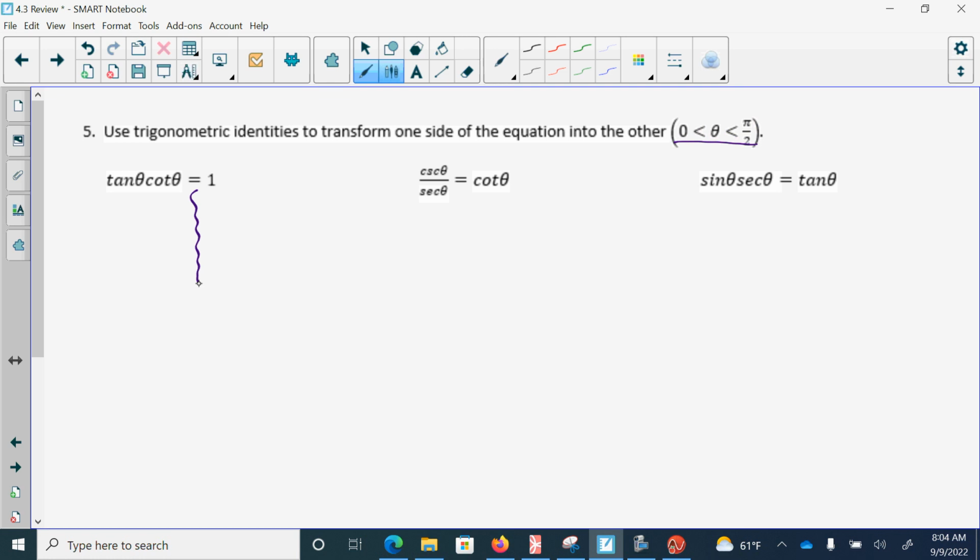You can't add, subtract, multiply, or divide by both sides. But for me, I would probably write tangent as sine of theta over cosine of theta, because that's what tangent is equal to. And then the cotangent is cosine of theta over sine of theta. And I'm trying to show that that's equal to 1.